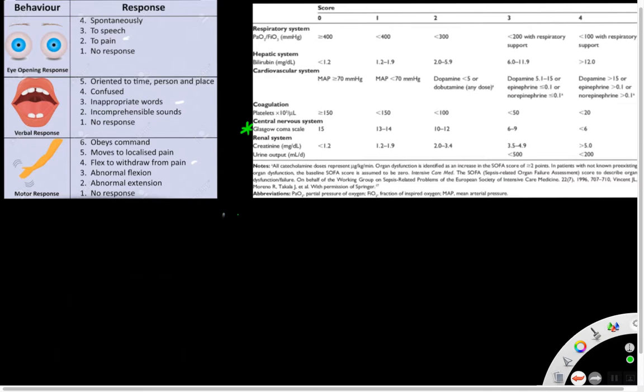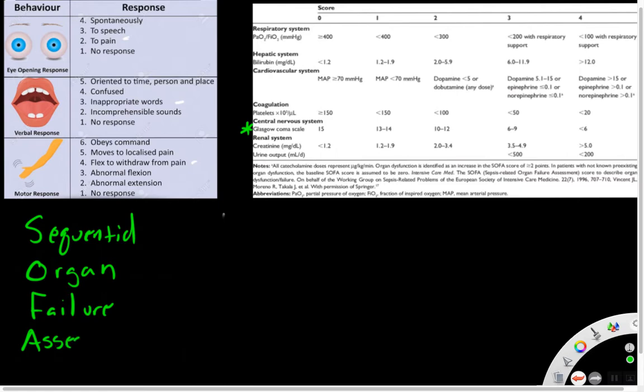So what the SOFA score stands for is sequential organ failure assessment. And the main purpose of the SOFA scoring framework is to really establish a mortality rate to certain amounts of multi-organ disorders that are found in sepsis and septic shock.